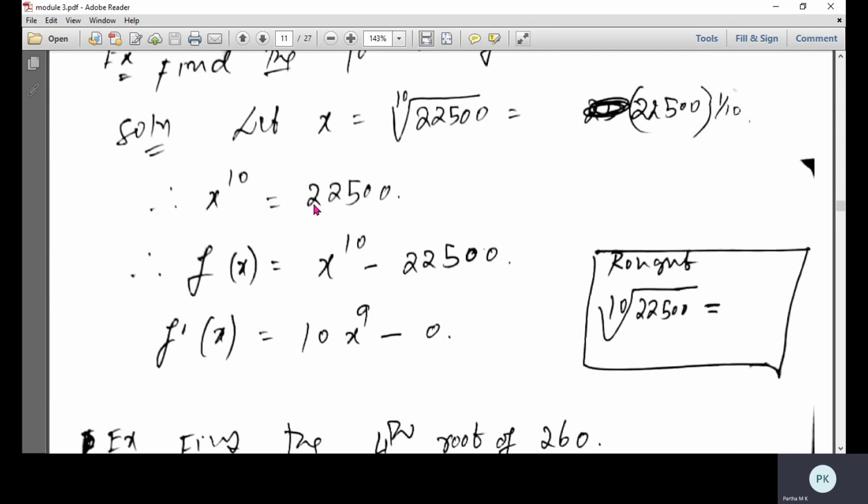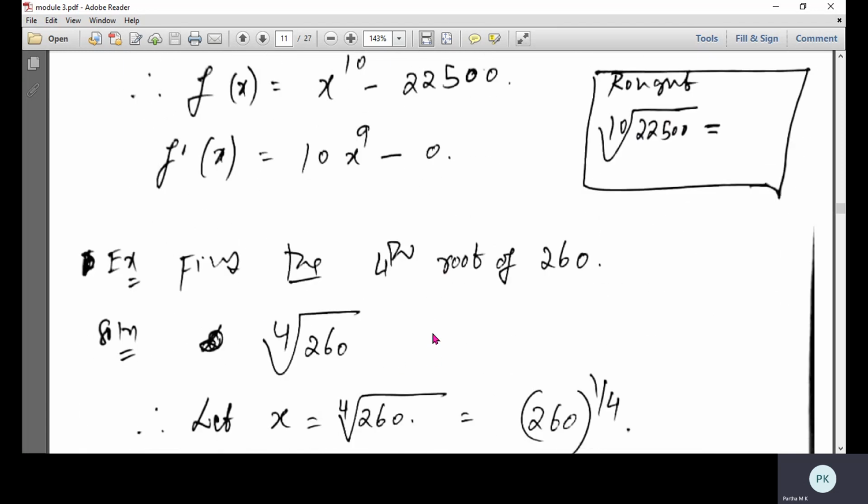So f of x means bring it to this side: x to the power 10 minus 22,500. Roughly calculate the 10th root of 22,500. Suppose rough calculation on the calculator gives you 9.87. You start with x naught as 9.7 and proceed. This is my f of x, find f dash x, that is the procedure.